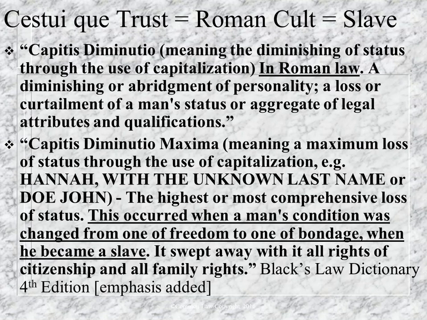Capitis diminutio, meaning the diminishing of status through the use of capitalization. In Roman law, abridgment of personality or loss or curtailment of a man's status or aggregate of legal attributes and qualifications. Capitis diminutio maxima, meaning a maximum loss of status through the use of capitalization. The highest and most comprehensive loss of status. This occurred when a man's condition was changed from one of freedom to one of bondage. When he became a slave. Why do you think they're spelling your name in all block capital letters, idiot? That's Black's Law Dictionary, 4th edition.